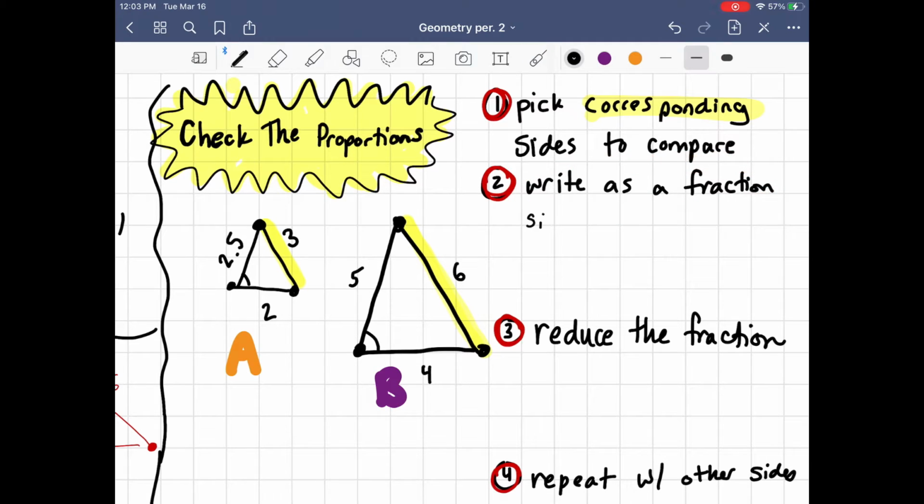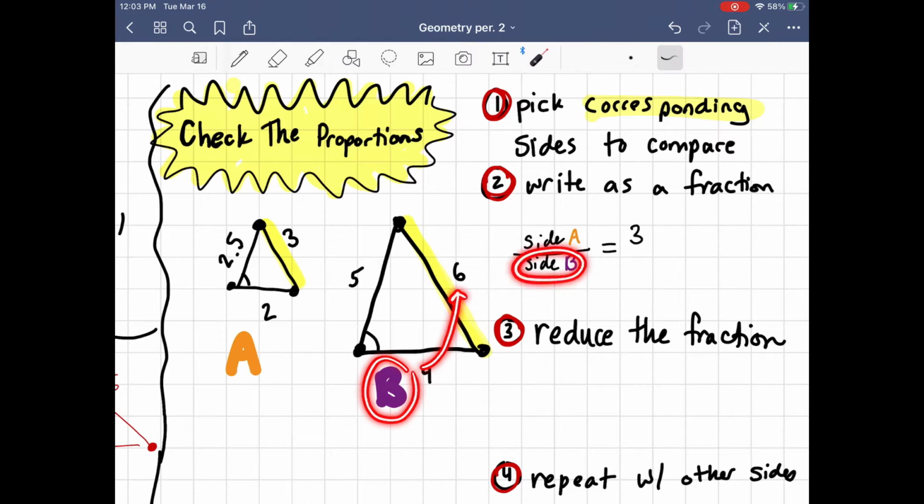Now we're going to write them as a fraction. So I'm going to pick the side of A over the side of B. And again, this is those yellow sides, those corresponding sides. So the side of A is here, and then the side of B is over here as 6. 3 over 6. I'm just going to highlight this too.